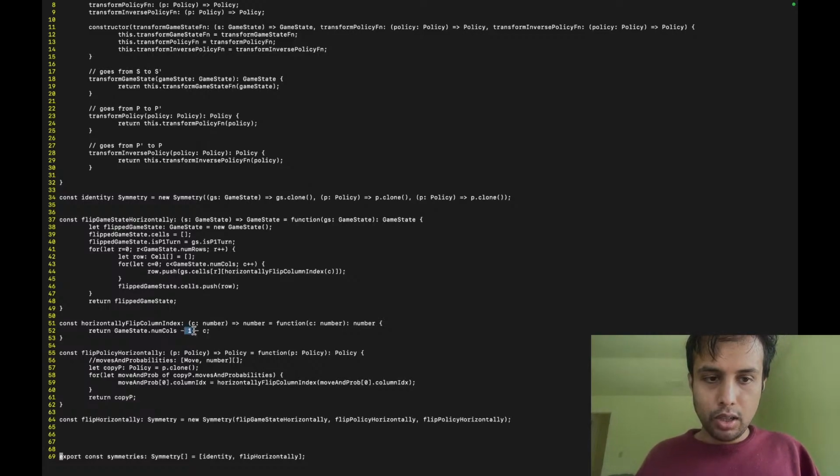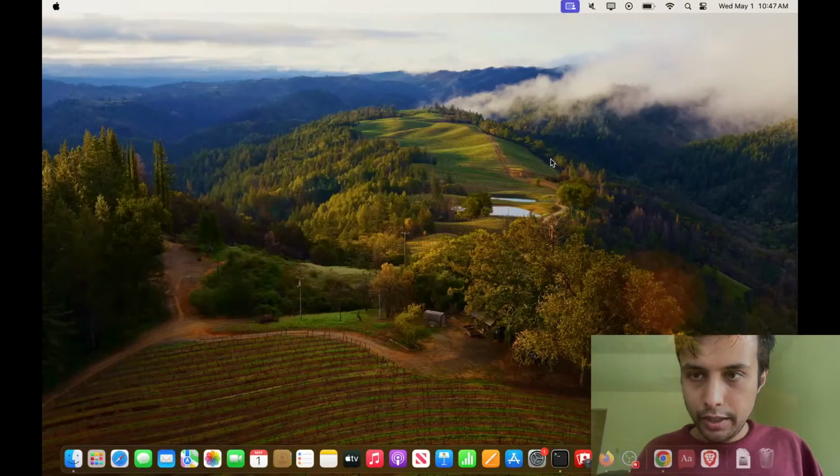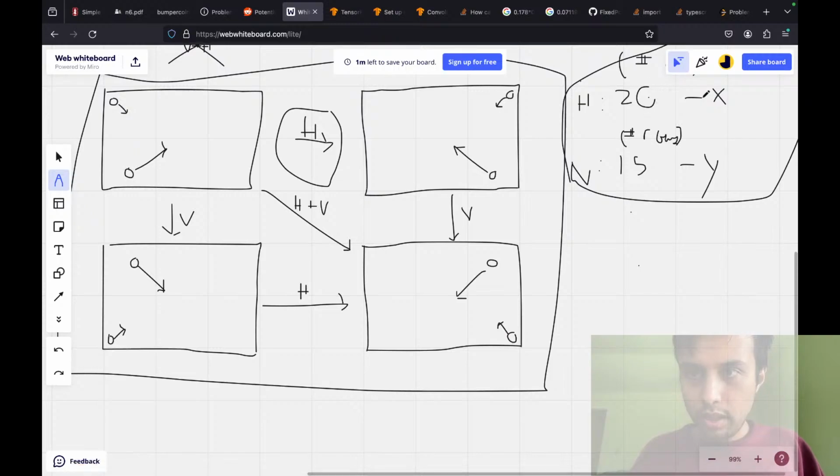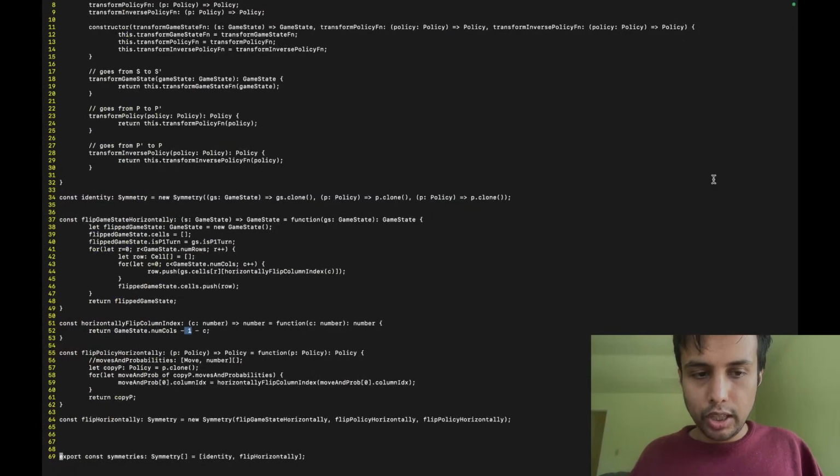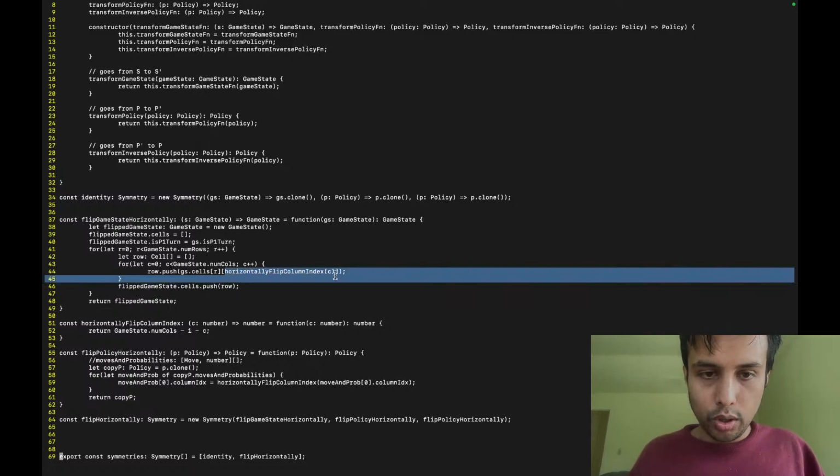-1 because if you have 7 columns, they go from 0 to 6. So 6 is the maximum you can have, like the max minus c, right? Just like the max 20 minus x and 15 minus y, right? They're basically doing the exact same thing. For game state, we use this function here and flip the relevant coordinates. In connect 4 there's only one symmetry, horizontal, so you only focus on the x coordinates.